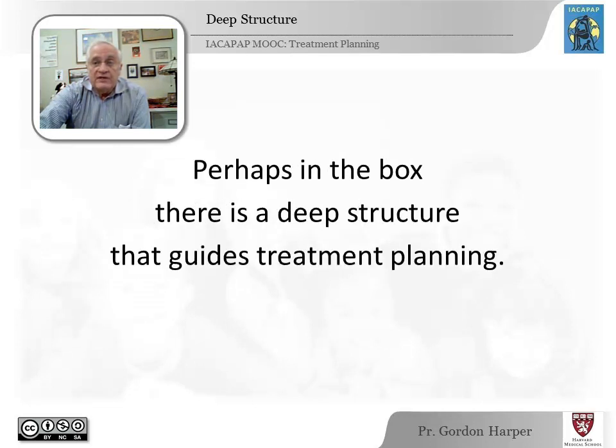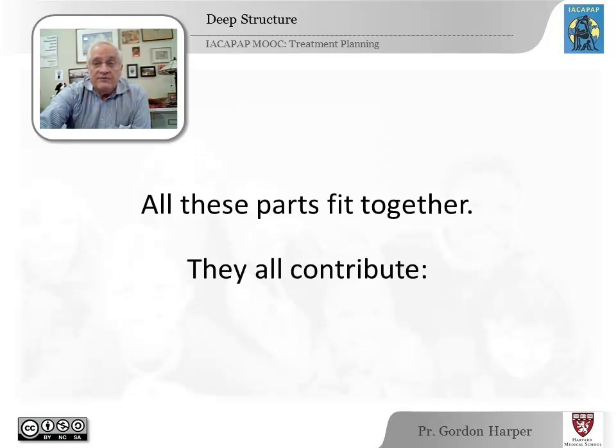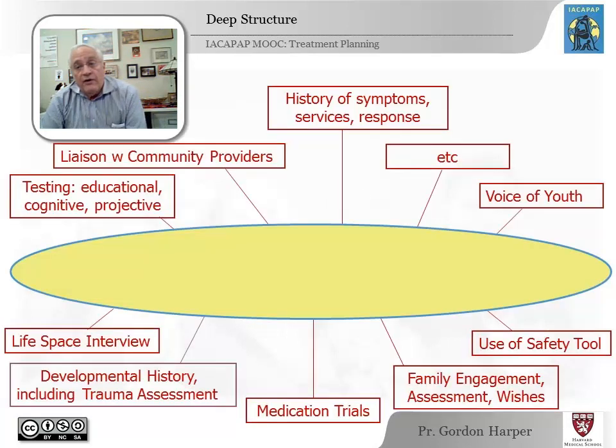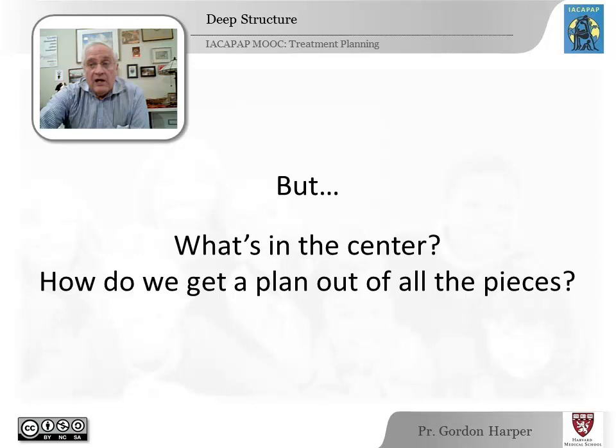Perhaps in the box there's a deep structure that guides treatment planning. These parts fit together as illustrated on this slide. All these disparate elements contribute to a central task, a central process that we'll try to illustrate now in the center. How do we get a plan out of all the pieces?